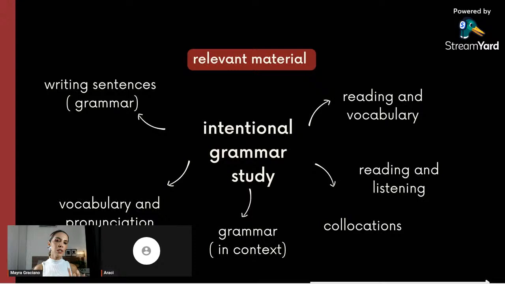You're going to read and check the vocabulary. Okay, you can read and listen. So you're activating a lot of pillars here, a lot of stimuli. Okay, you're going to check collocations. What are collocations, teacher? Collocations are combinations of words. Oh, so these are collocations in English.